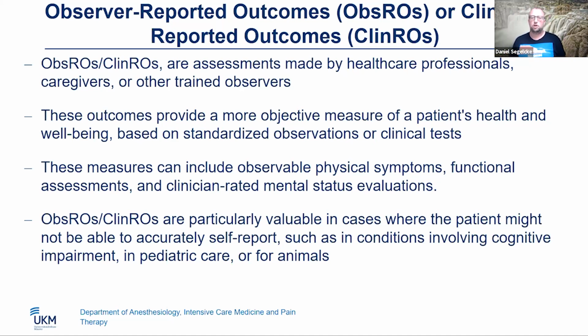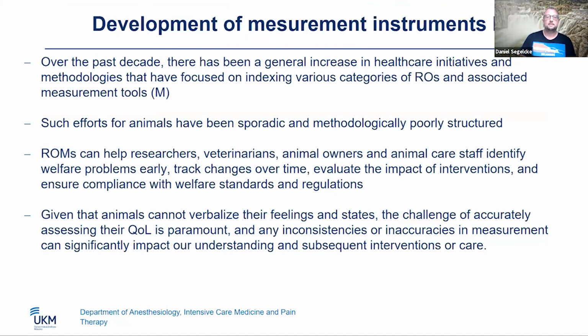And these measures can include observable physical symptoms, functional assessment, and clinician-rated mental status evaluation. ObsROs and ClinROs are particularly valuable in cases where the patients might not be able to self-report, such as in conditions involving cognitive impairment, in pediatric care for example, or for animals in this situation. And the problem is we need observer-reported outcomes, but at the moment we have no good measurement instrument to measure, for example, the pain status of the animals.